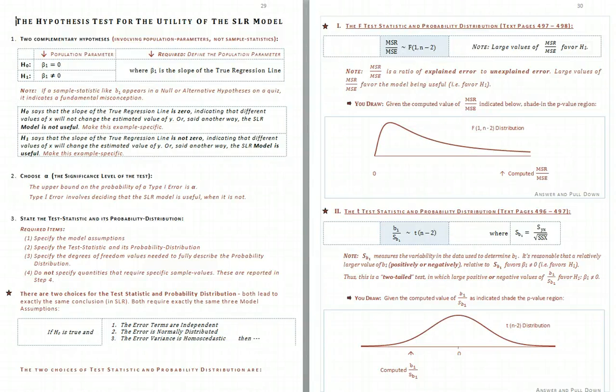In the third step, we write the model assumptions that affect the appropriateness of the probability distribution of the test statistic. These model assumptions are the INE model assumptions: independence, normality, and equal variance.